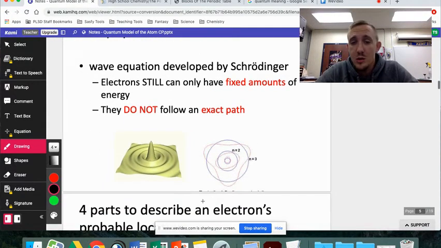In Bohr's model, we thought that they just traveled in circles, kind of like planets around the sun. What we actually see electrons do is act in a wave type, and so they kind of go in and out. That is what Schrodinger was saying. The fixed amount of energy would tell us whether it was energy level 1, 2, or 3, even 4, 5, and 6.